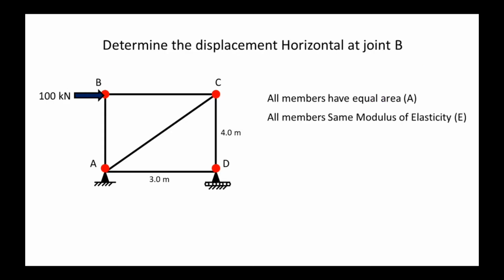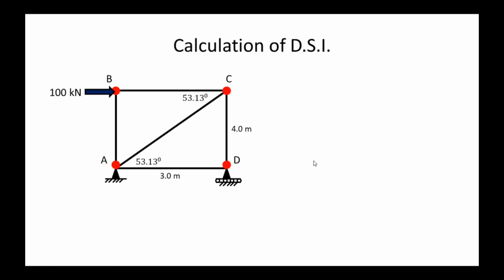Now this is our problem. Determine the horizontal displacement at the joint B. Here we have to find out the horizontal displacement. Now this is given data: A, B, C, D frame, here 3 meter length and height is 4 meter. All the members have equal area and all members the same modulus of elasticity.